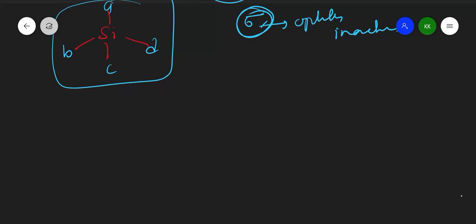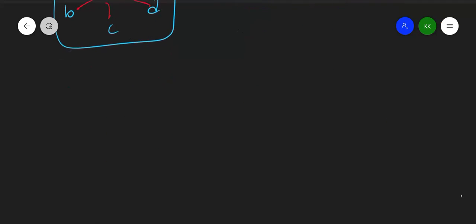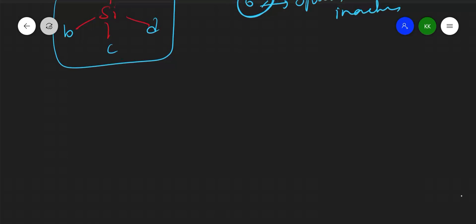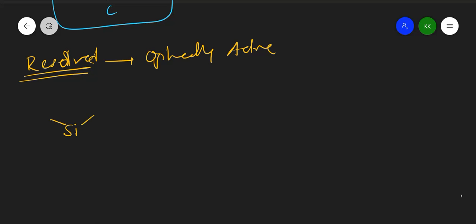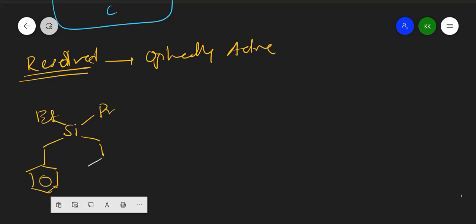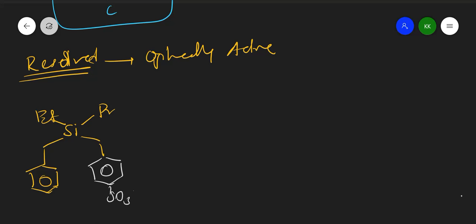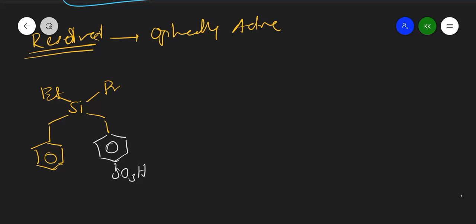Let us see a few of the silicon compounds which the scientists discovered. The scientists resolved some compounds which were optically active. For example, the three compounds I'm going to write: ethyl, propyl, CH2 benzene ring, benzyl, and here an SO3H group is there. See, all these atoms attached are different: propyl, ethyl, benzyl, and this is para-sulfonic benzyl. Since all these groups attached to silicon are different, this compound is optically active and the scientists resolved it.